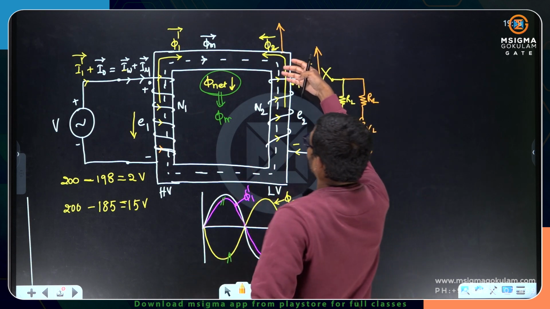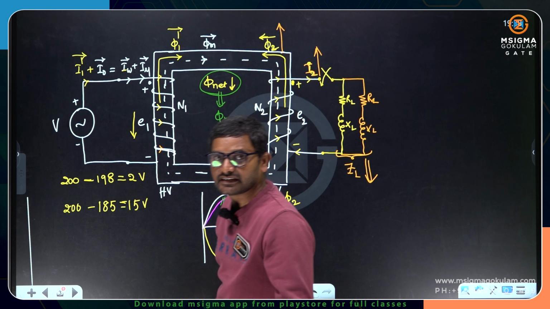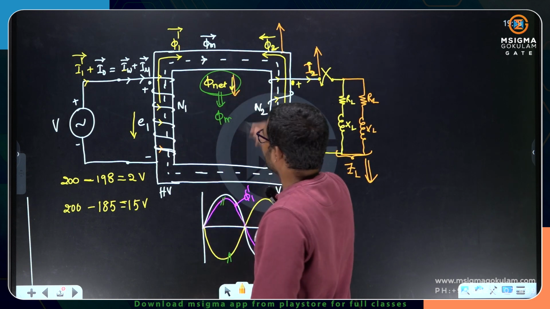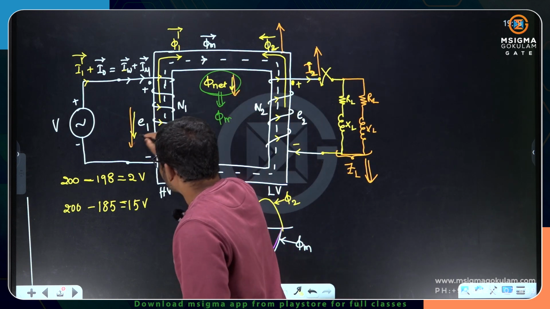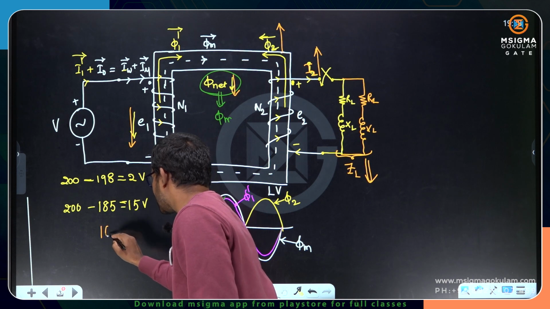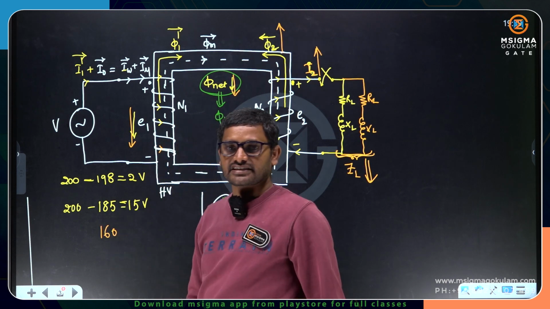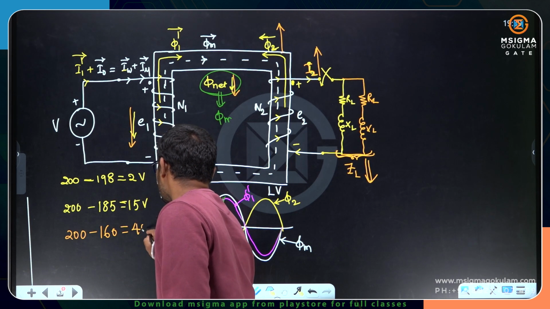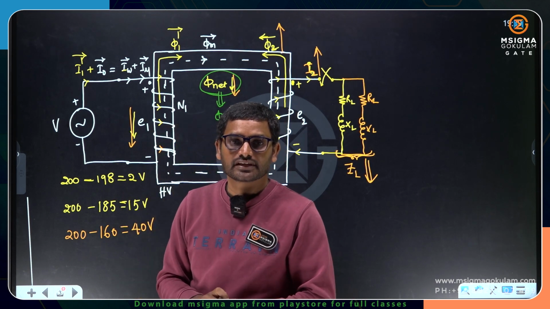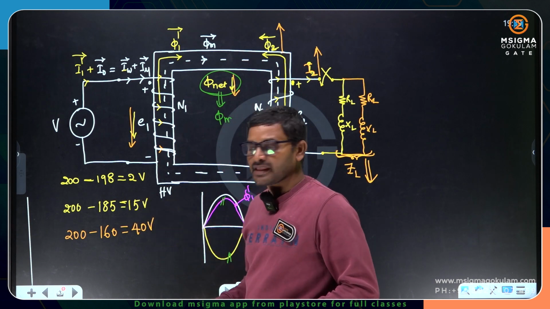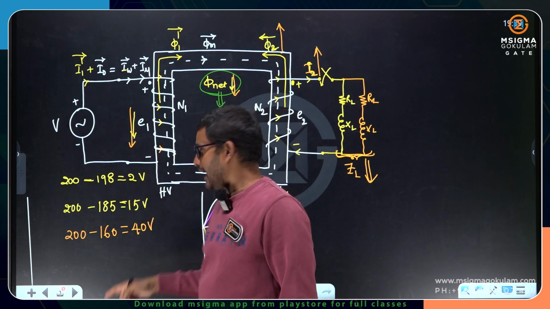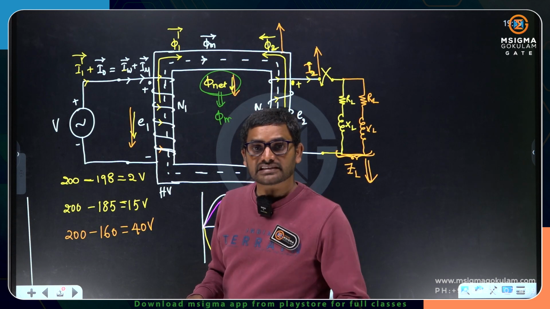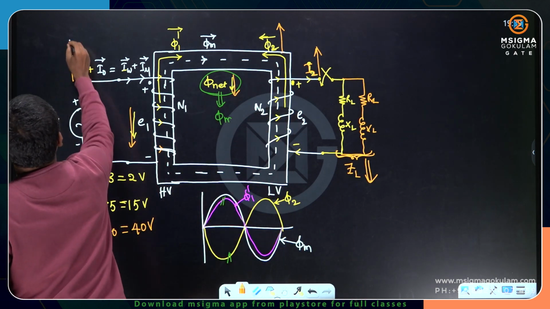That means this phi 2 is opposing the mutual flux again. Again net flux will come down. If the net flux comes down, EMF comes down to a value maybe 160. Now the potential difference is how much? 200 minus 160, it will become 40 volts. Earlier the potential difference is 15, because of 15 I1 dash is flowing, and now the potential difference is 40, because of 40 volts I1 dash magnitude will increase.